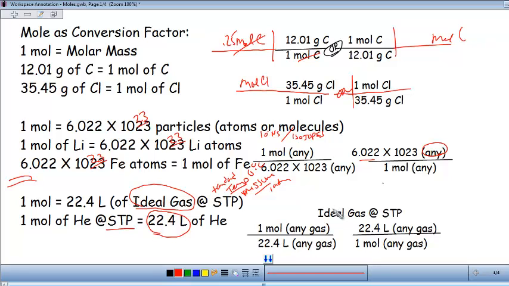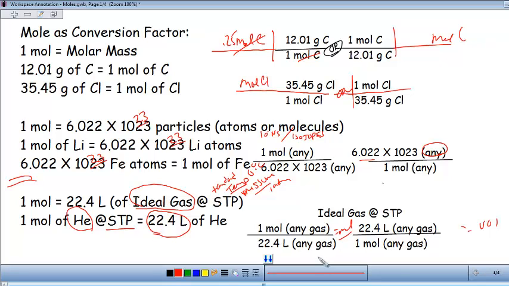Also, if you were given, say, grams of helium here, you convert the grams to moles, and then you can multiply the moles times 22.4 liters per mole, and that would give you the volume of the gas. Okay, so that would give you the volume. This would give you the moles. Okay, and that's just a couple different ways that we use these.